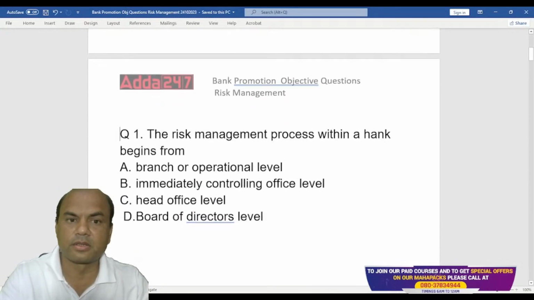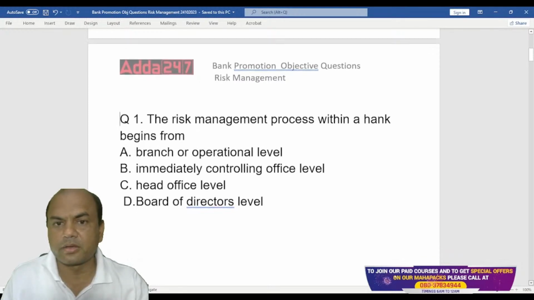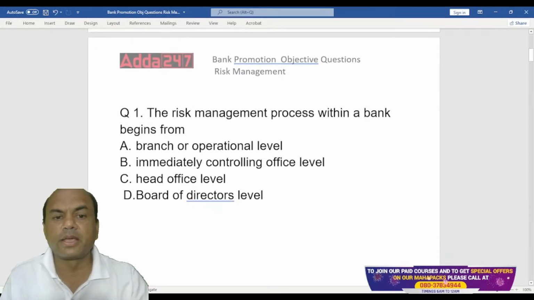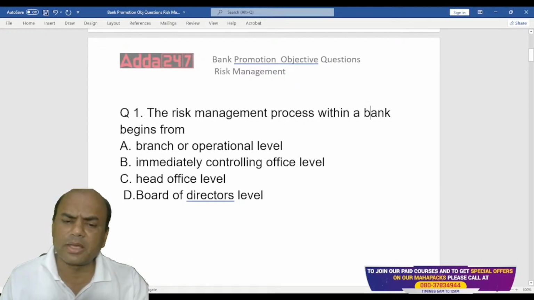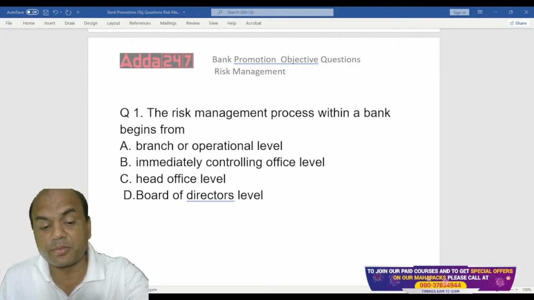First one. The risk management process in the bank refers to the process that begins from branch or operational level, immediately controlling office level, head office level, and board of directors level. So the risk management process in any bank starts from where? Everyone, let me see the answers from your side. It begins from where? The risk management process.